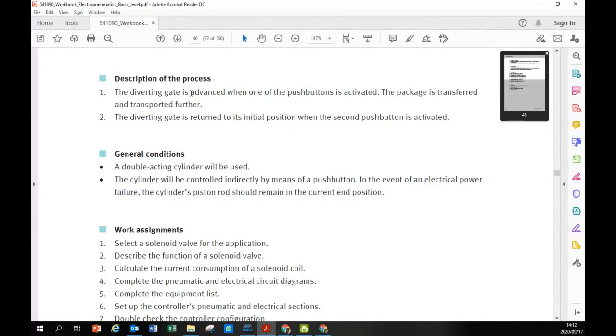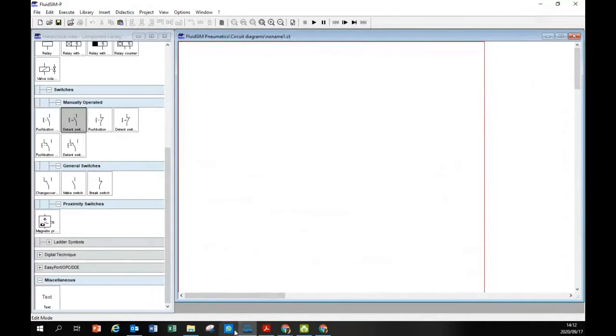So a diverting gate is advanced when one of the push buttons is activated. How many push buttons are there? There are more than one. First things first, get into a habit that you highlight also, guys. I give you these things in PDFs. Highlight also. You know there's one push button. If you have to write down, write down. If you have to open the circuit, minimize like I am doing right now, come and put a push button, 1 and 2. Okay, there will be 2 push buttons.